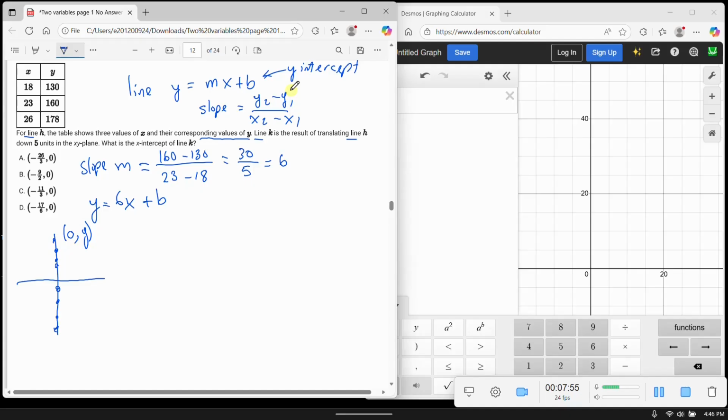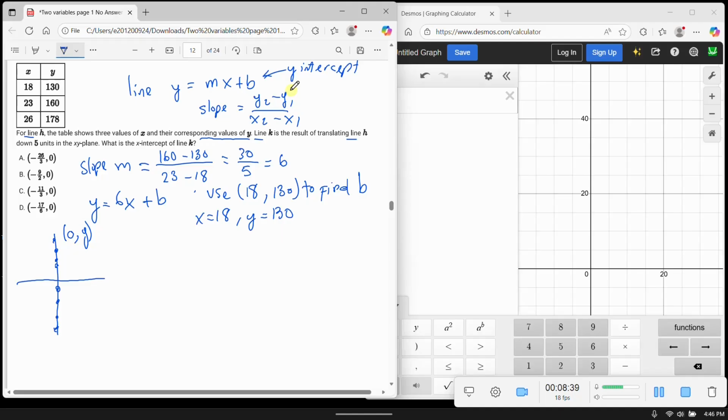So now we can use one of these points to plug in to find the value of b. I'm going to plug in the point to find the b first, and then we're going to find the y-intercept. Let's use the point 18, 130 to find b. That means that x is equal to 18 and y is equal to 130.